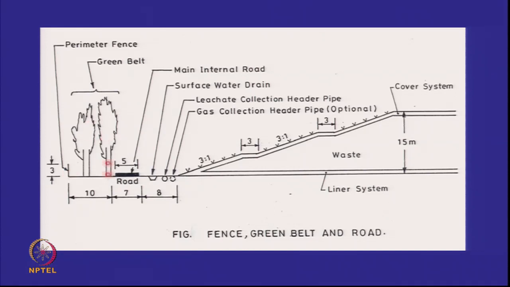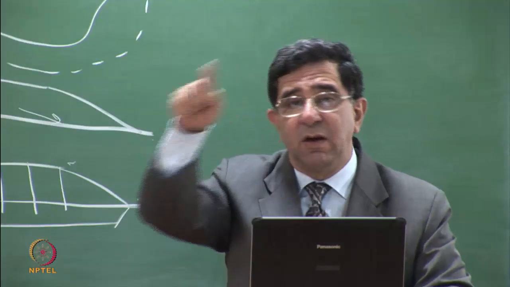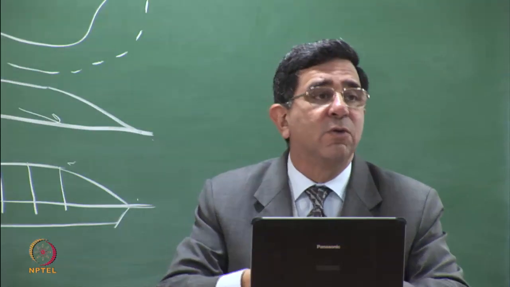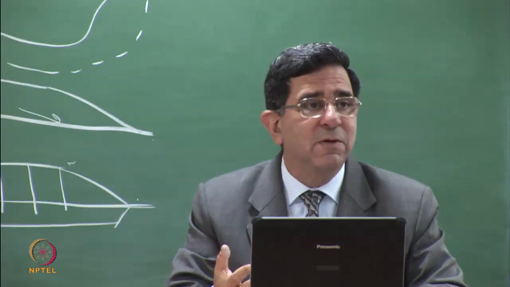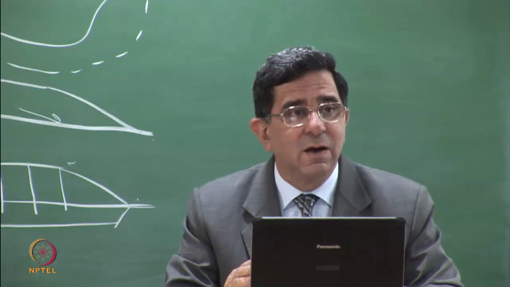That's your green belt. Typically, it may be 10 meters wide. You may have a road after that. You have to basically decide how wide the road is, whether one vehicle is going around and coming back, or there are two vehicles going in both directions. So it will all depend on whether two trucks have to pass each other.